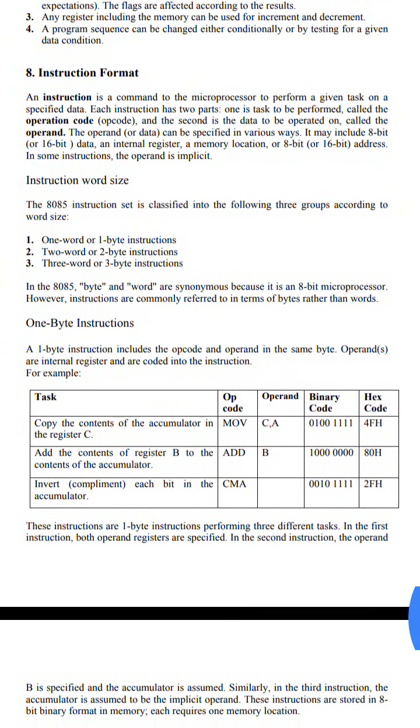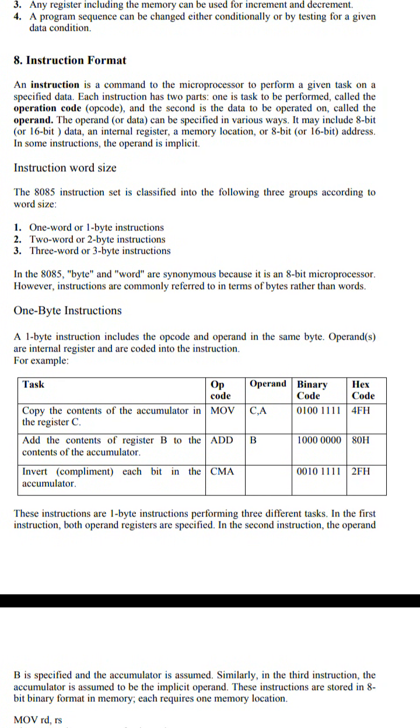Now we will see the instruction format. The 8085 or any microprocessor has its own instruction format. So we can say that an instruction is a command which is used by the microprocessor to perform the given task on the specific data, and each instruction has two parts. One is the task to be performed, which is known as the operation code or hex code or opcode, and the second part is the operand, that is the data or any variable or any register or any memory location that has to be specified.